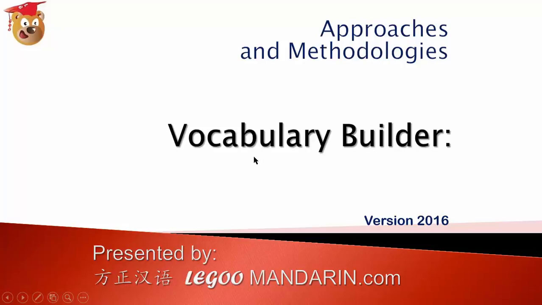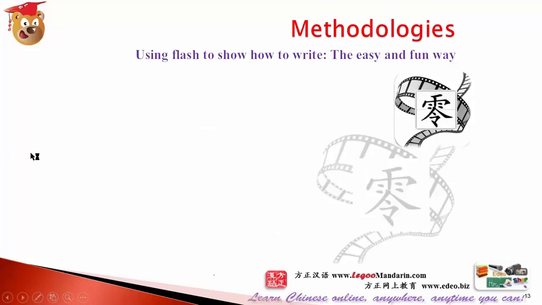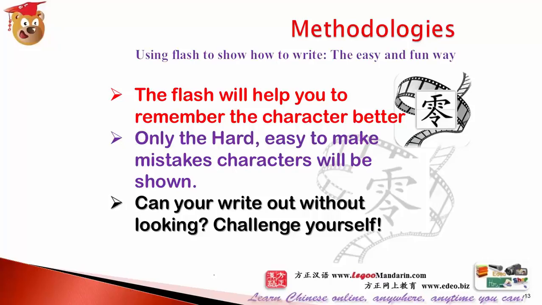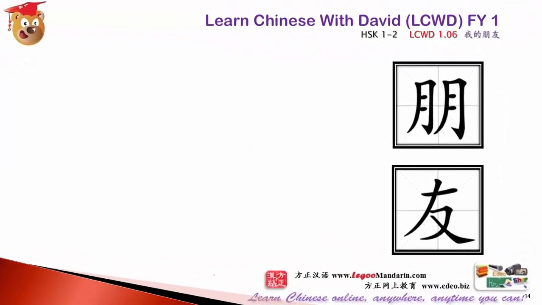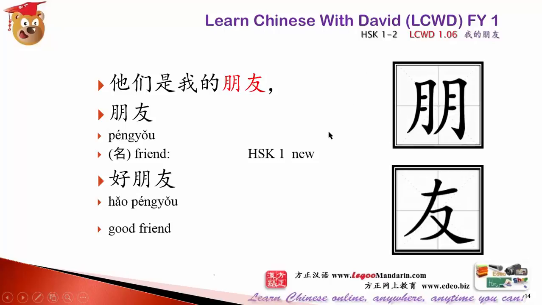Now go to my vocabulary builder. I'll explain the radical and give you the flash. 朋友，朋友，他们是我的朋友，朋友，好朋友，好朋友。Look, 朋 is made of two parts, almost the same. Each one reads 月. Two things together, always together. One follows another, like 朋, like friends.